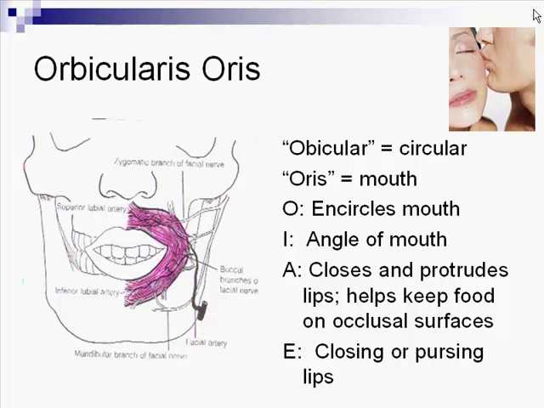Okay, let's talk about the orbicularis oris. Orbicularis, again, means circular. Oris means mouth. This is the sphincter muscle of the mouth. This is the kissing muscle.